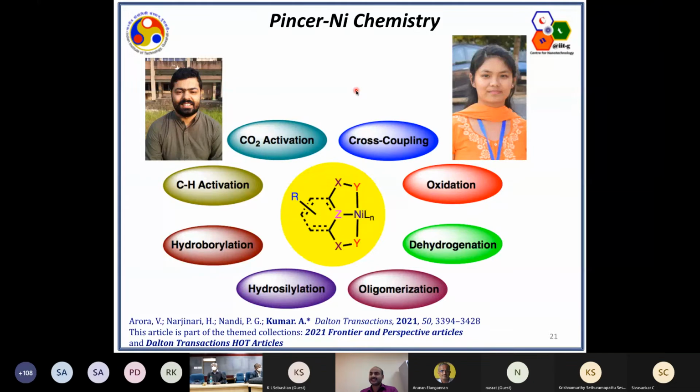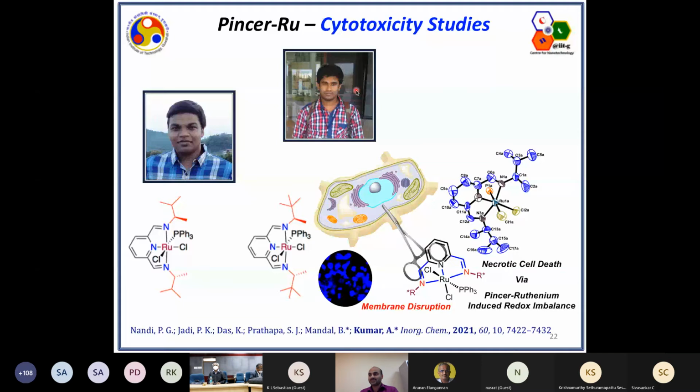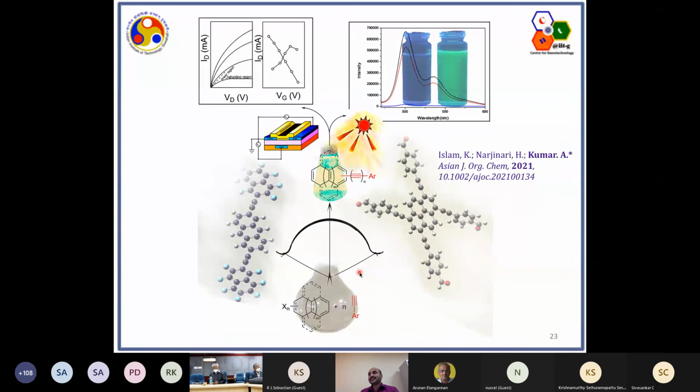Now we have recently reviewed these pincer nickel complexes also, and since we had a large library of pincer nickel complexes, we have studied them for cytotoxic activity. We find that they are active against both normal as well as cancer cells. But the interesting thing is that this works by disrupting the membrane. A lot more systematic study needs to be done, but my primary focus would be on catalysis.